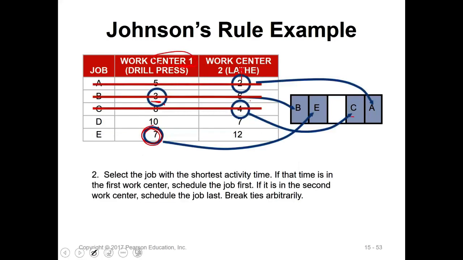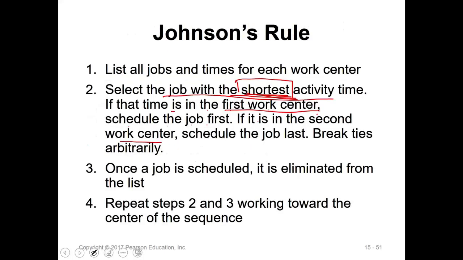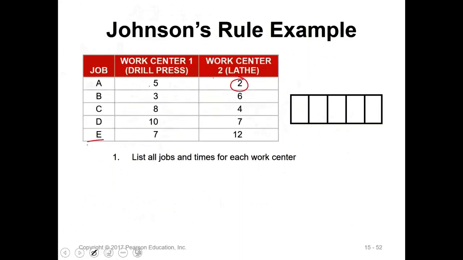So if you read over here in the previous slide: select a job with the shortest activity time. If that time is in the first work center, schedule the job first. If it is in the second work center, schedule the job last. Break ties randomly. Once a job is scheduled, it is eliminated from the list. So we need to repeat steps 2 and 3 several times. Here is the example.